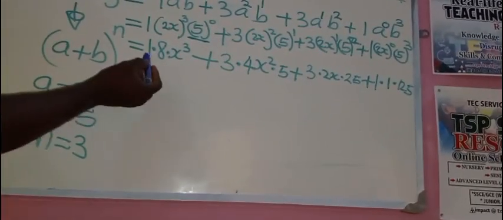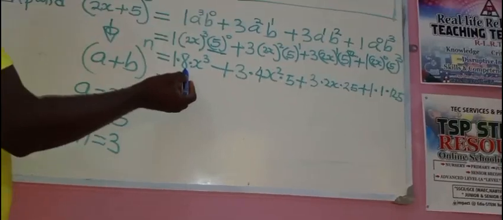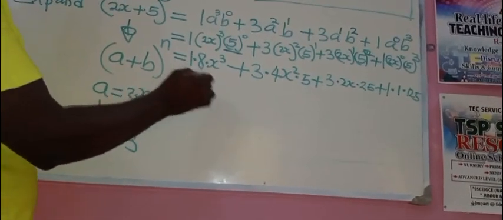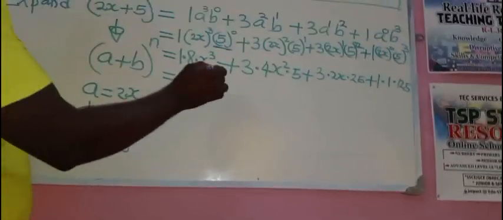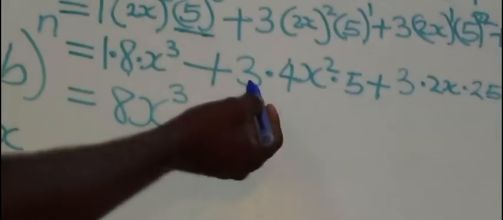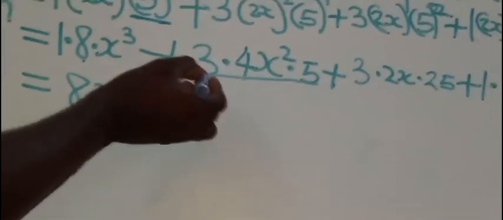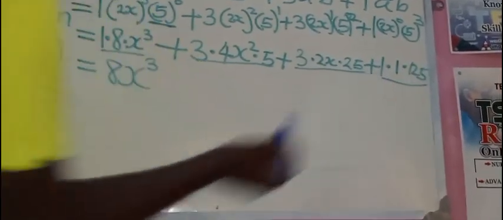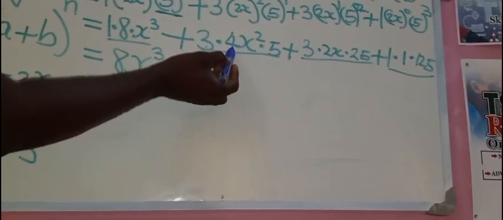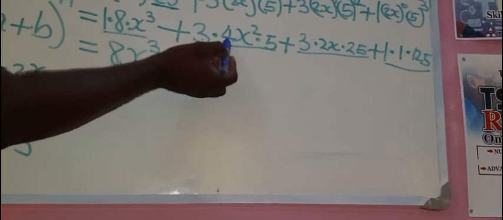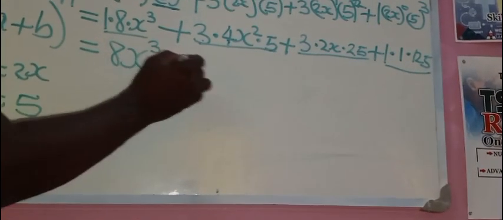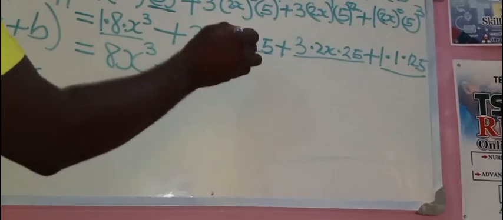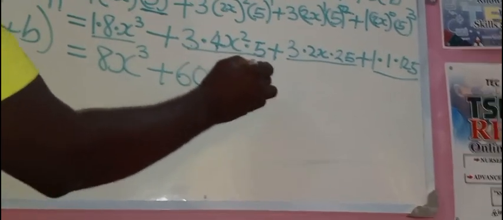Now, let's bring it together. Look here. What is 1 times 8? 8. This will be 8x raised to power 3. Look at this one. These are together. These are together. And these are together. Now, what is 3 times 4? 12. 12 times this 5, 60. Then we have x squared, 60x squared.